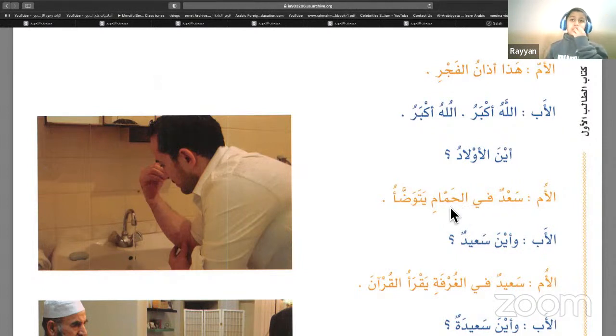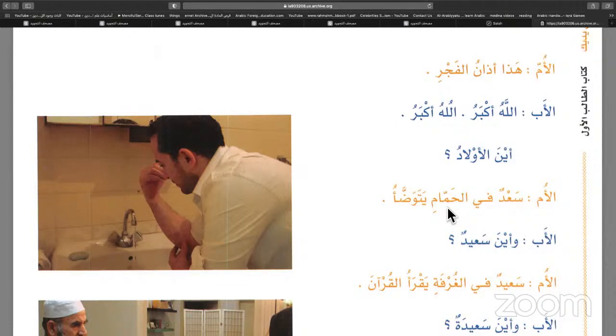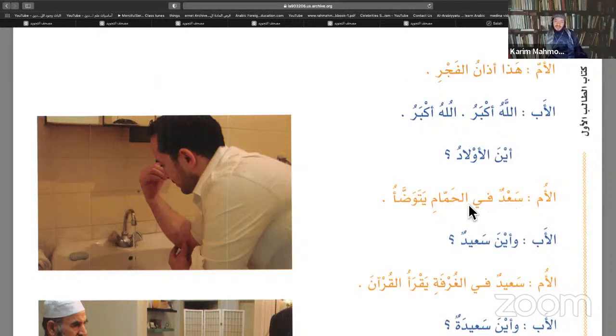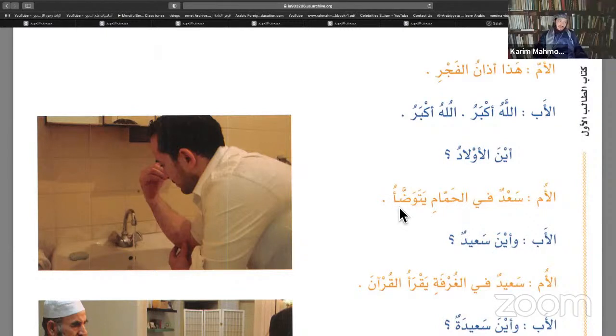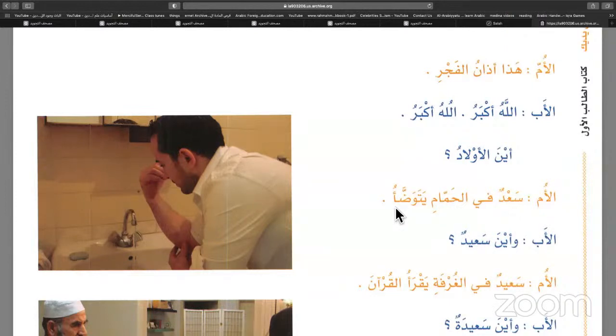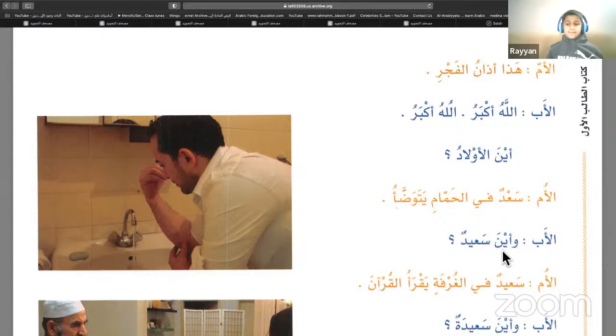سعد في الحمام ويتوضأ. Fi means in. Al-hammam means bathroom. Yatawadda means making wudu. Saad is in the bathroom making wudu.